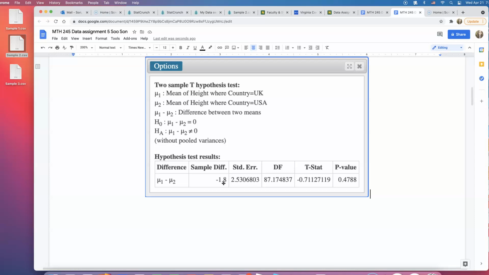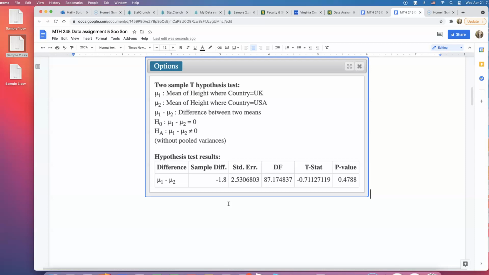So what does that tell us? When do you get a negative number when you subtract? When you do small number minus big number, right? So in my sample, UK was the smaller number, USA was the bigger number. What does that mean? I had taller USA students in my sample. But is that difference significant enough?